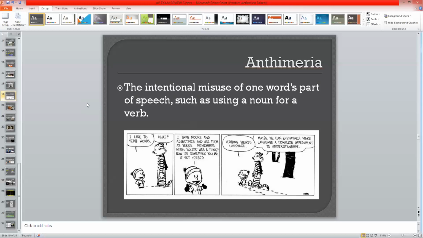So in this case, when authors are playing around with language and changing the verb form, they are doing anthimeria, where they're changing the bounds of what language can do. But the point they're trying to prove is that we still understand what the word actually means. You know what I mean? It's kind of weird.